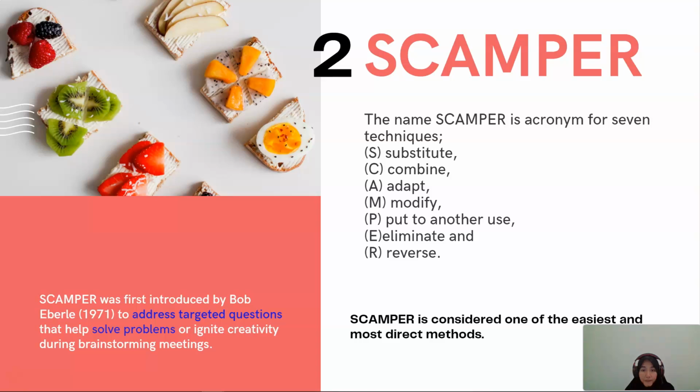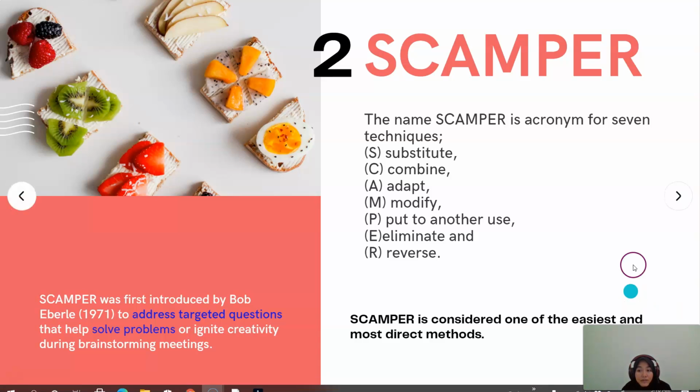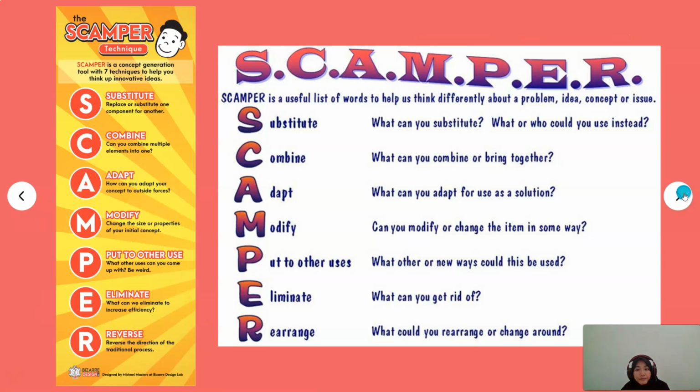So what is Scramble about? It is an acronym for 7 techniques. S is for substitute, C for combine, A for adapt, M for modify, P for put to another use, E for eliminate, and R for reverse. Scramble is considered one of the easiest and most direct methods, but it is also one of the most powerful tools. So here are some ideas for you to use the Scramble technique.